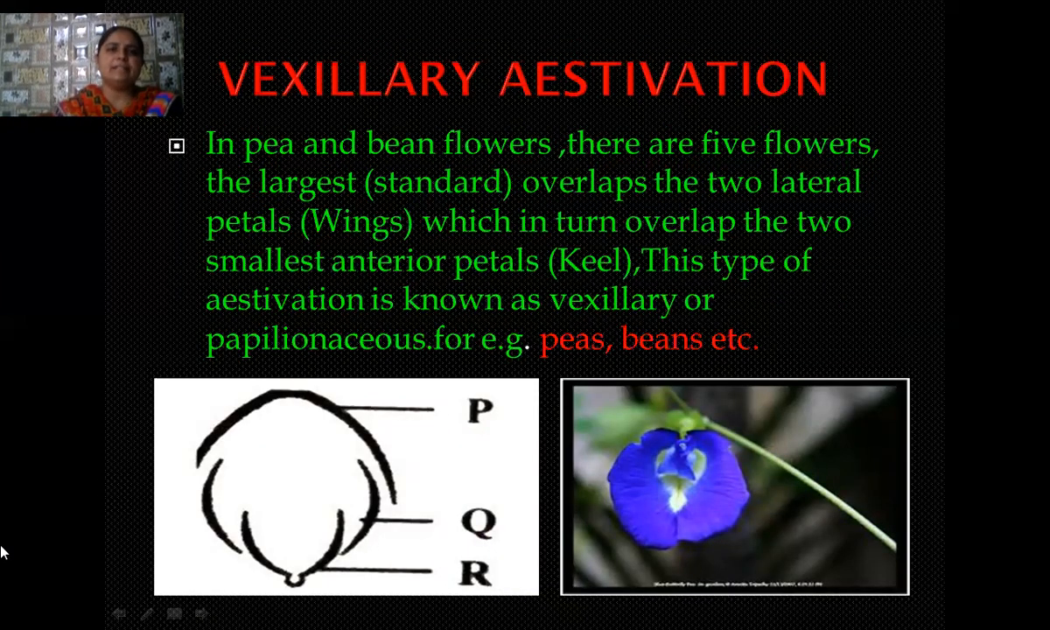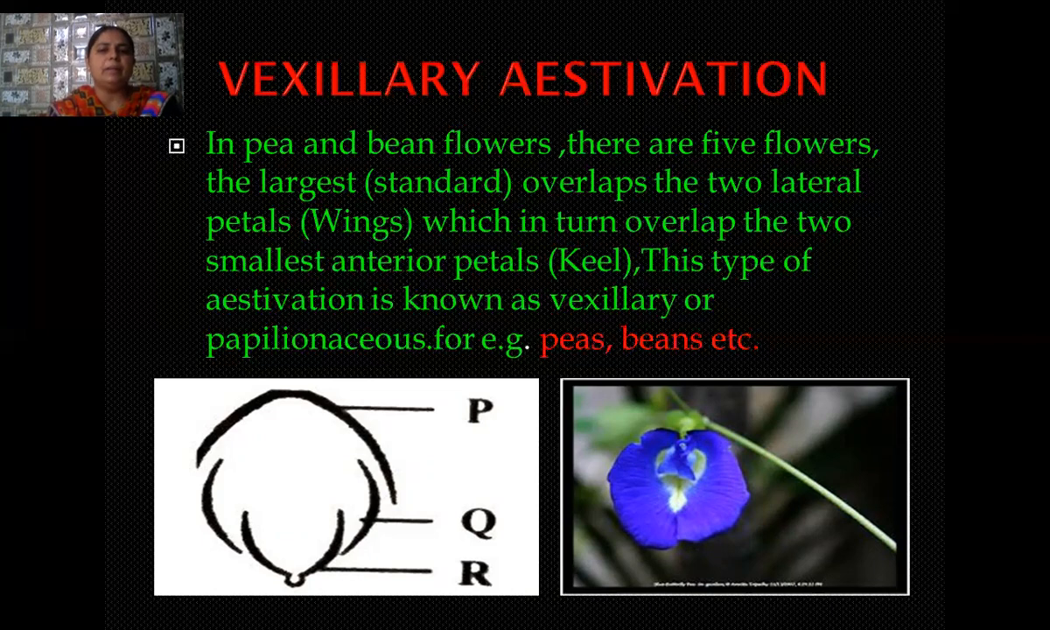Vexillary estivation: pea plants and bean plants have vexillary estivation. How many petals are there? Here we have 5 petals. The largest petal is known as the standard. Then we have 2 lateral petals. The largest petal, which is the standard, overlaps the 2 lateral petals.